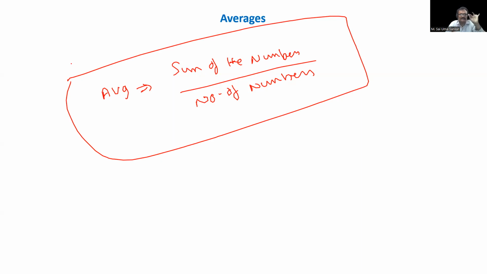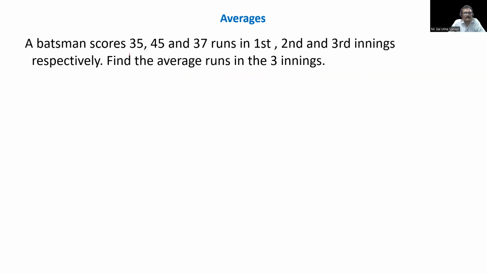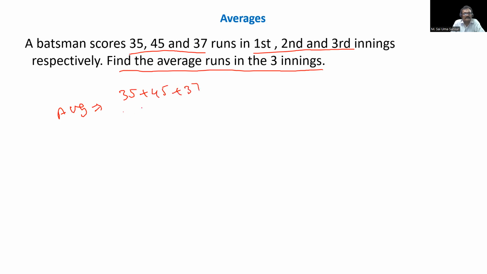Yes, average is a very simple concept also. Okay, let us check. A batsman scores 35, 45, and 37 in first, second, and third innings respectively. Find the average of runs in the 3 innings. Like 2 methods, let's do. What is the average? Sum of the numbers by number of numbers. That is 35 plus 45 plus 37 by total number of numbers, that is equal to 3. What is the sum? 117 by 3. So what happened? That is equal to 39 is the answer, right?